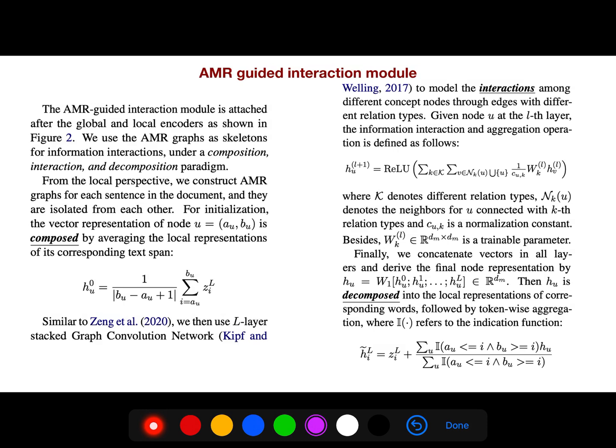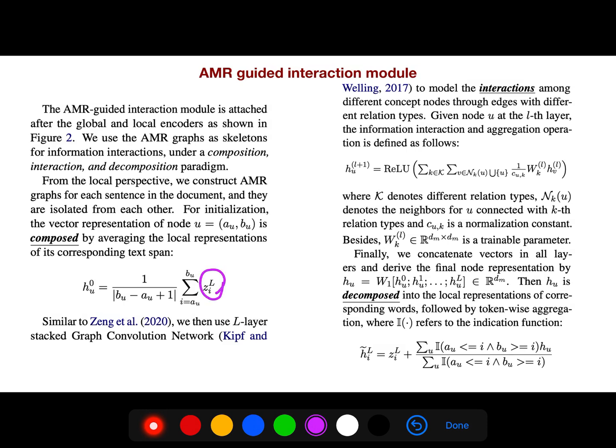The AMR-guided interaction module is attached after the global and local encoders, and we use the AMR graphs as skeletons for information interactions under a composition, interaction, and decomposition paradigm. From the local perspective, we construct AMR graphs for each sentence in the document, and they are isolated from each other. For initialization, the vector representation of a node is composed by averaging the local representations of its corresponding text span.